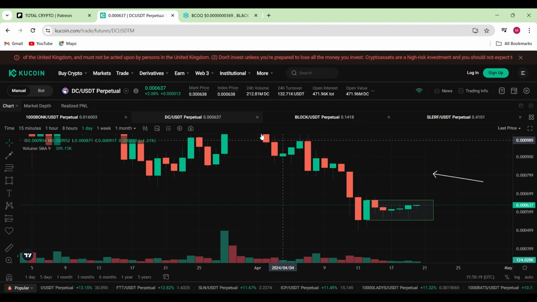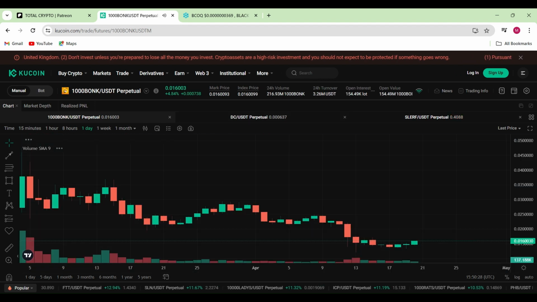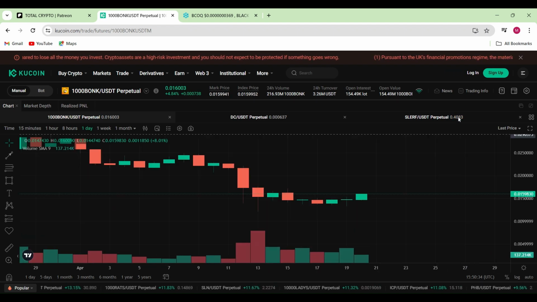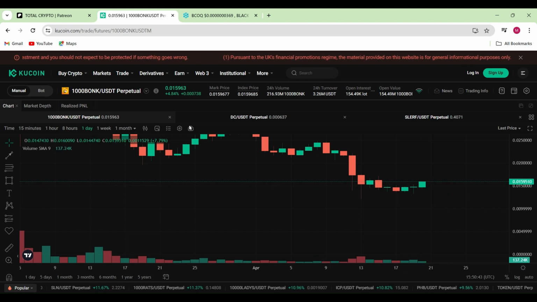So far we'll keep DC, we get rid of block, slerf. I'm already in a bonk trade, so this one won't be counted for the video because I want to show you exactly how things are playing out. In fact, I might still show you a demo trade for bonk as well. So we have 3 options. See guys, this is what I tend to do on a day-to-day basis.